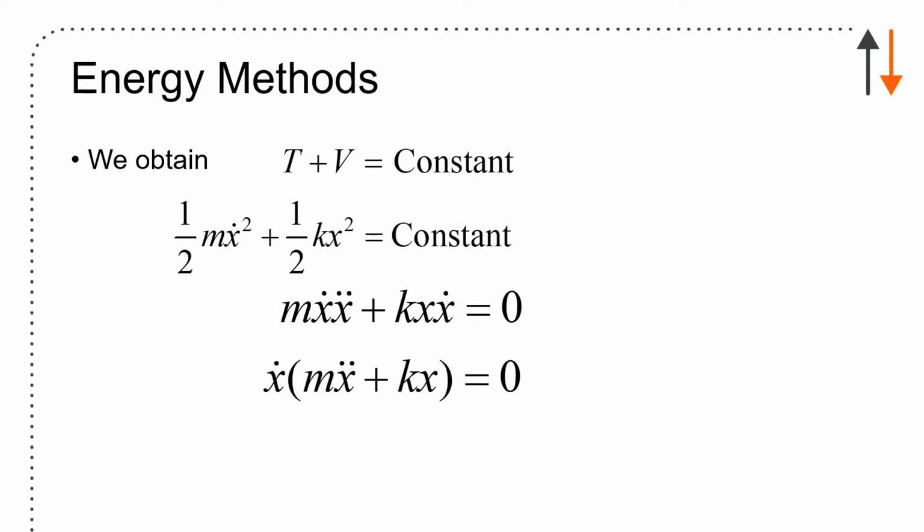You have 1/2 m x dot squared plus 1/2 kx squared. I can take the derivative of this with respect to time, and I end up with m x dot x double dot plus kx x dot equals 0. And I end up with x dot times the quantity m x double dot plus kx equals 0. Now the trivial solution, of course, is x dot equal to 0. We're going to ignore that, but I get the same operating equation, or the fundamental equation of motion, as I did before.